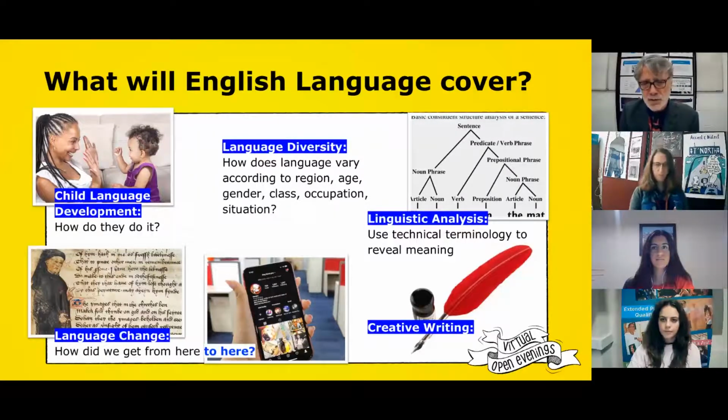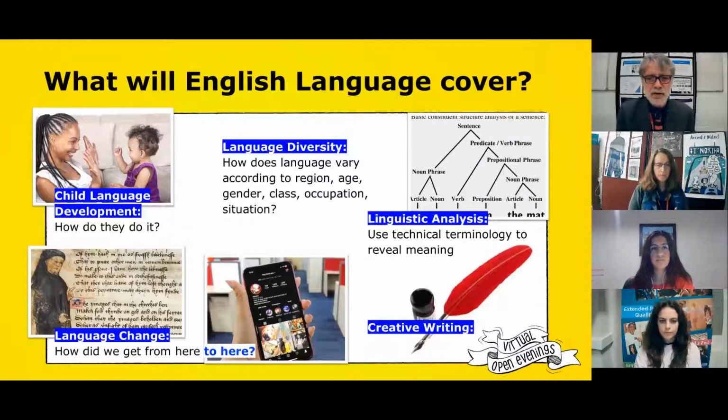We also look at social background, different social groups, and occupation. Each occupation might have its own jargon. Doctors have medical jargon, lawyers have legal jargon, and teachers have teacher speak. Okay, so that's language diversity, how language varies according to various different social circumstances.